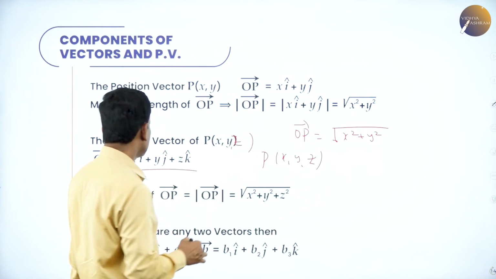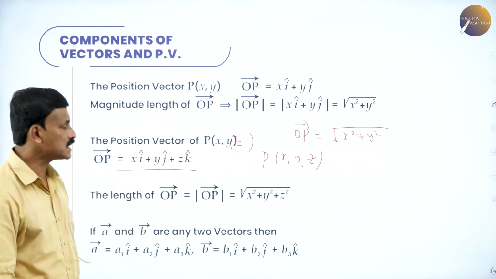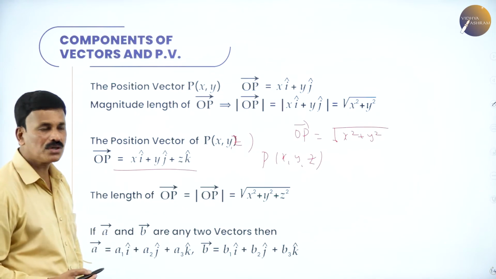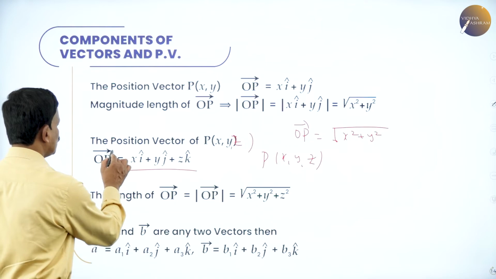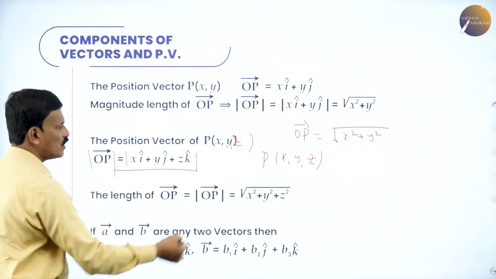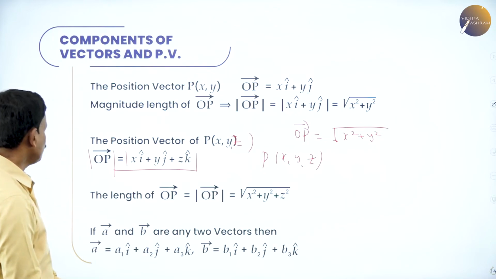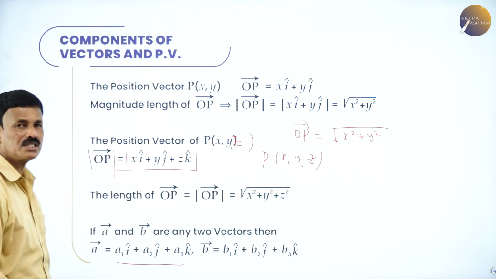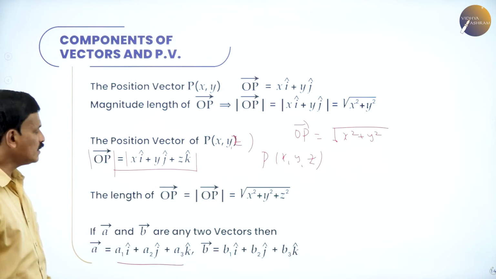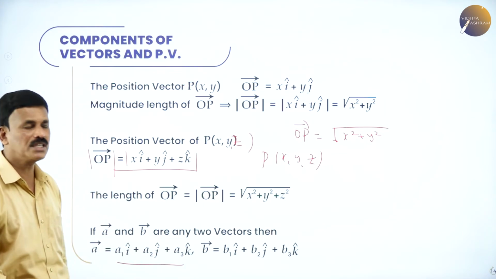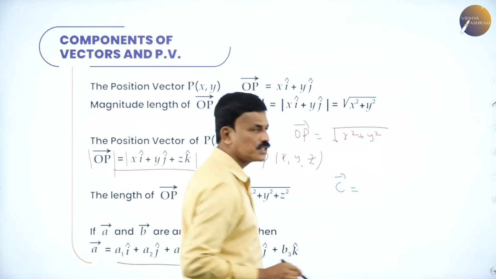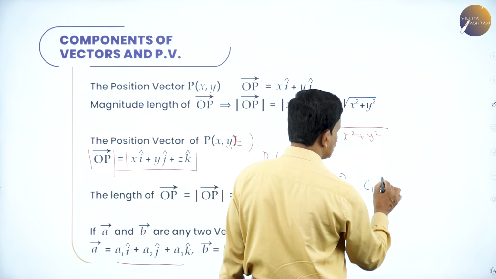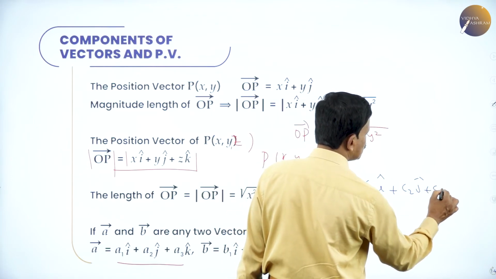Then the position vector OP is given by xi plus yj plus zk. The length of OP is the square root of x square plus y square plus z square. The mod of this is root of x square plus y square plus z square. If A and B are any two vectors, then vector A is denoted as a1i plus a2j plus a3k. For the vector B, we can also write b1i plus b2j plus b3k. Suppose if C is any vector, then this can also be written as c1i plus c2j plus c3k.